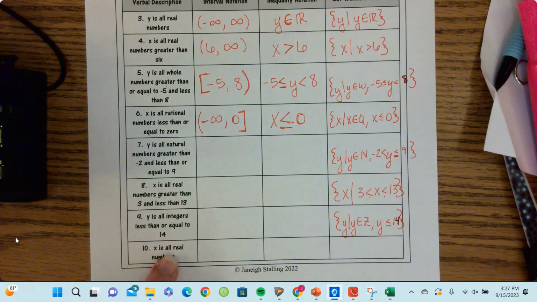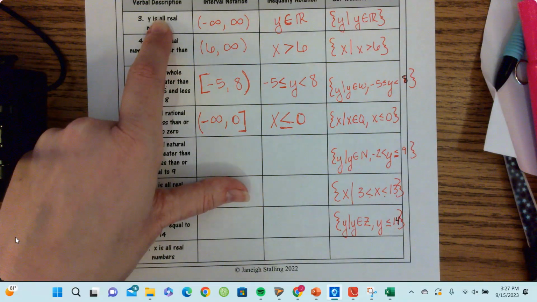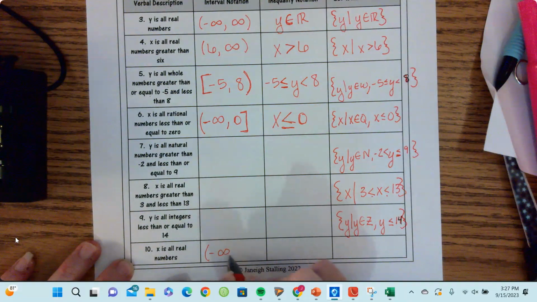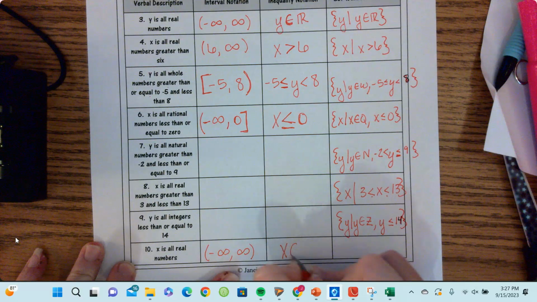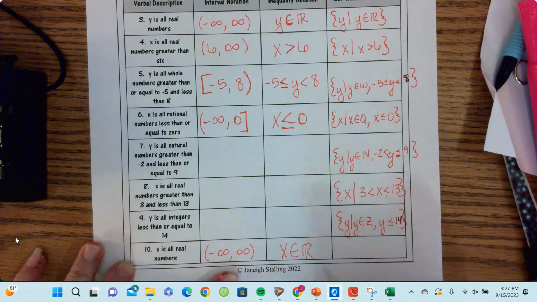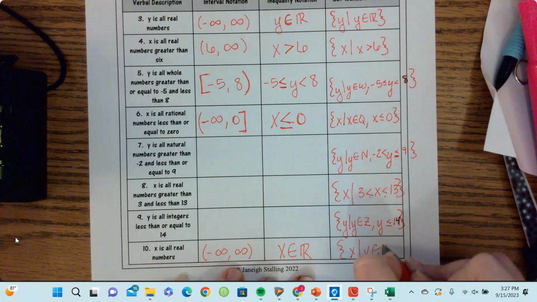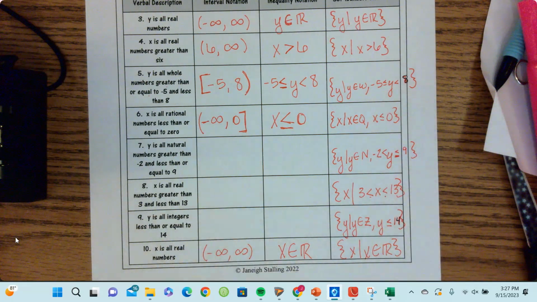And then x is all real numbers is just this one. We're just swapping out, so I'll do that whole one. If it's all real numbers, it's from negative infinity to positive infinity. X is a member of the set of all real numbers. And then set notation, just x with a line, and then x is a member of the set of all real numbers.